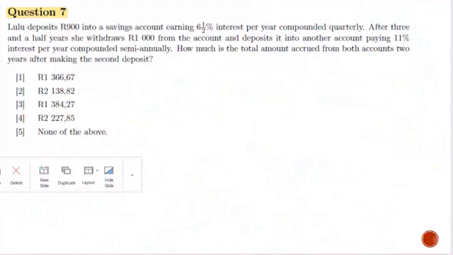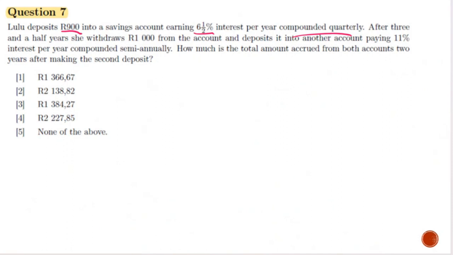Okay, so in this question, you are told that Lulu deposits 900 into a savings account, which is earning 6.5% compounded quarterly. So we know what we are working with, compound interest. So we don't need to be asking ourselves any questions. And then after 3.5 years, she withdraws 1,000 from the account and deposits it into another account, paying 11% interest per year, compounded semi-annually. How much is the total amount accrued from both accounts? Okay, so let us see the story in the timeline.